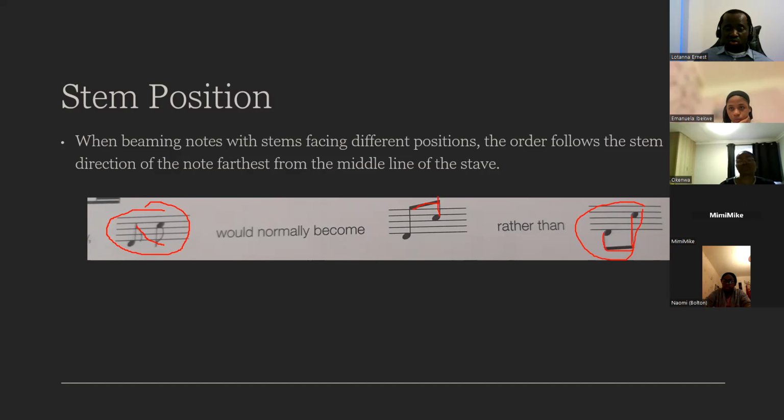If you have 4 quavers and you want to beam them together and they are in different places, look for the quaver that is the farthest from the middle line and let all the other quavers switch and follow the position of that quaver that is farthest from the middle line, and you can beam everything together.